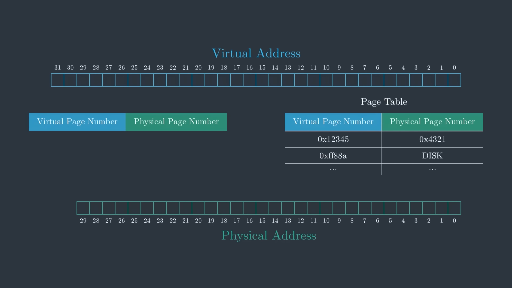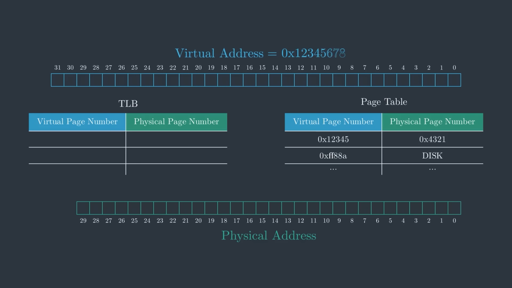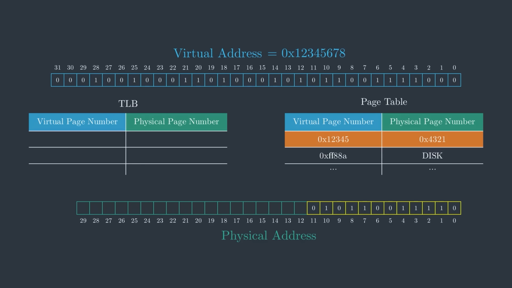Let's see an example. The CPU wants to translate a virtual address 12345678. Same as before, the page offset is the same, so we just copy the last 12 bits to the physical address. The virtual page number is 12345, which is translated by looking for the mapping in the TLB. The TLB is empty, so the page is loaded from RAM.